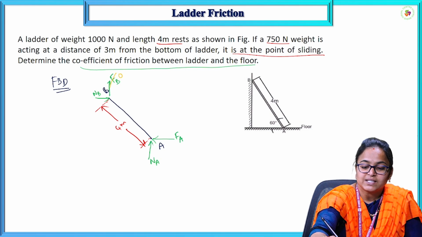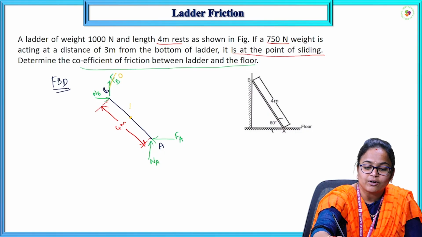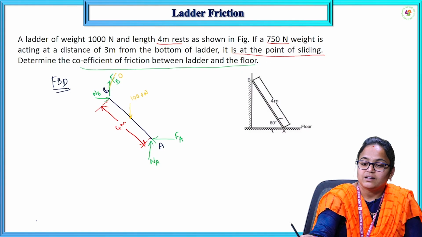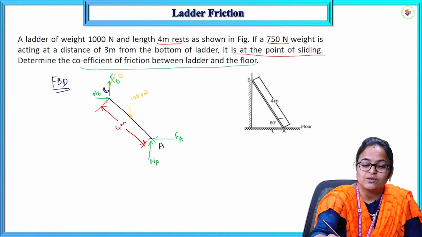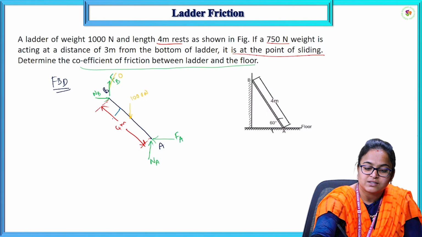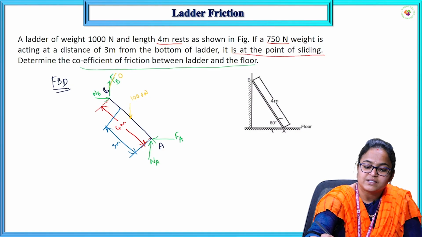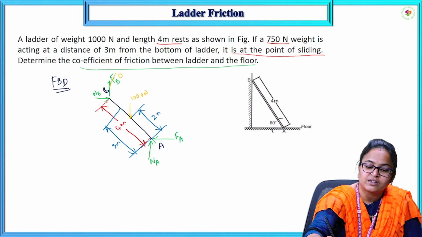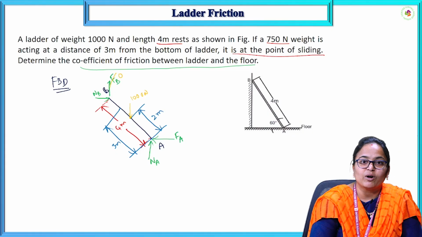Now, the self weight of the ladder will act exactly at the center of the ladder. So, this is 1000 newtons, and the additional weight of 750 newtons is acting at 3 meters from the bottom of the ladder. The self weight is acting at a distance of 2 meters, exactly at the CG of the ladder. So, this is the free body diagram.